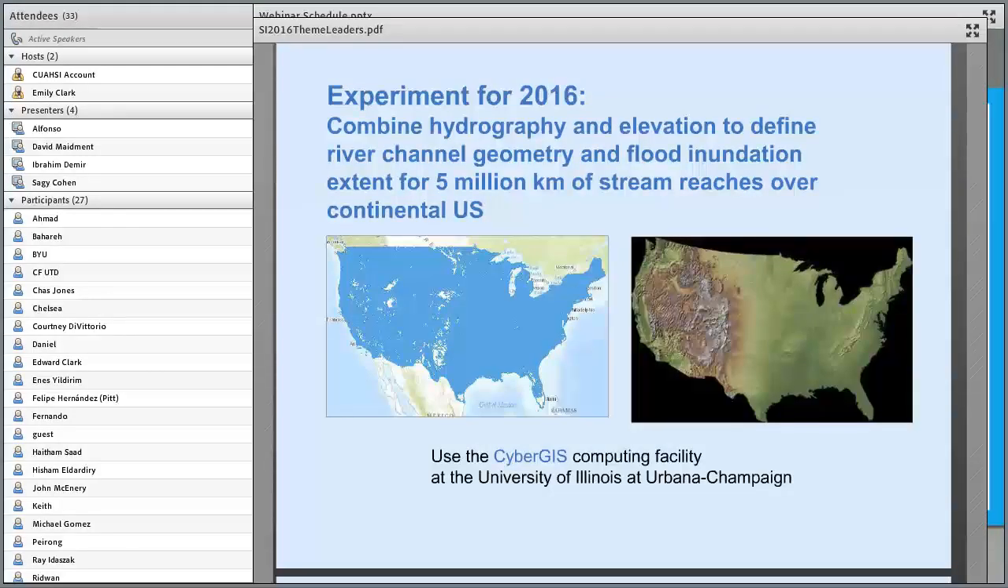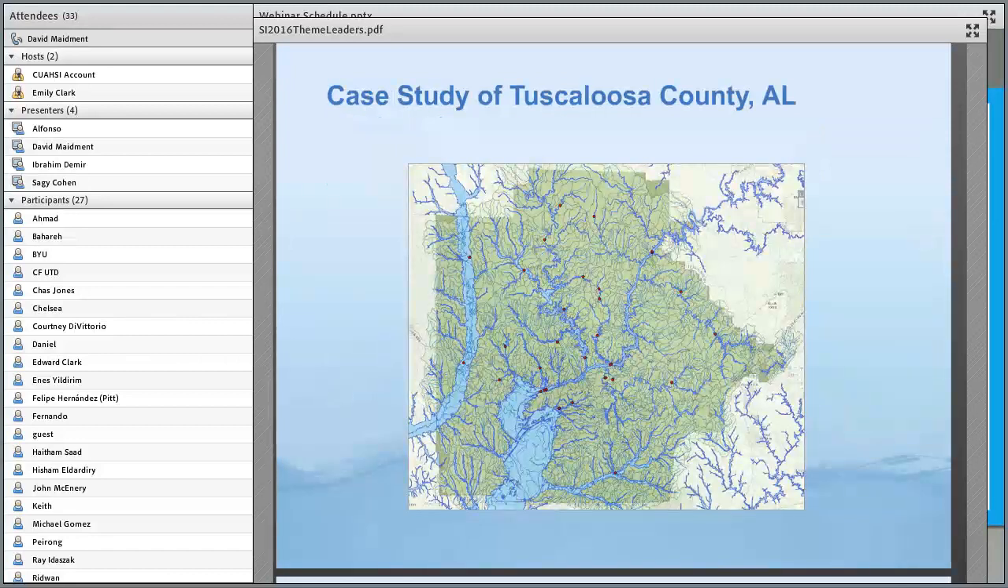We are planning, with the collaboration of the CyberGIS Computing Facility of the University of Illinois at Urbana-Champaign, to make that study for the whole continental United States during 2016. That will be for 5 million kilometers of stream reaches, or 2.7 million stream reaches over the continental U.S. And as a start on that, we have made a case study, or begun a case study, I would say, of how to apply that method to Tuscaloosa County, Alabama. So here's the home county of the University of Alabama.